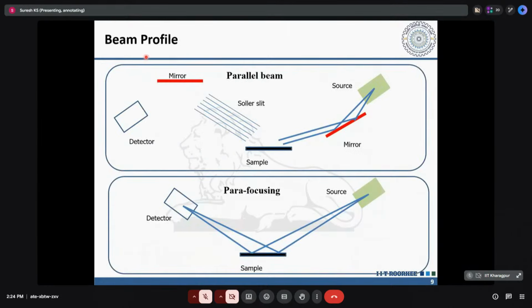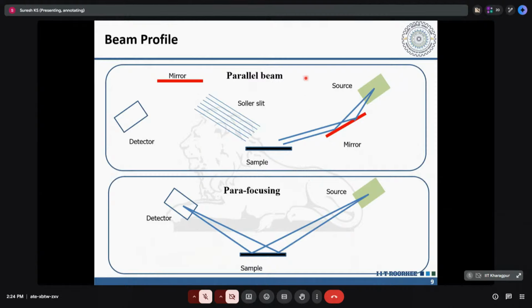And then when we talk about the beam profile, in an X-ray diffractometer you have two different ways in which X-rays can interact with the sample. In one case, you have a parallel beam. In the other case, you have a parafocusing beam. As you can see from the terminology, parallel beam indicates that all the X-rays coming from the source are in a parallel line, so all of them will have the same incident angle. Whereas in the parafocusing case, you are going to have a slight divergence of this incident angle.